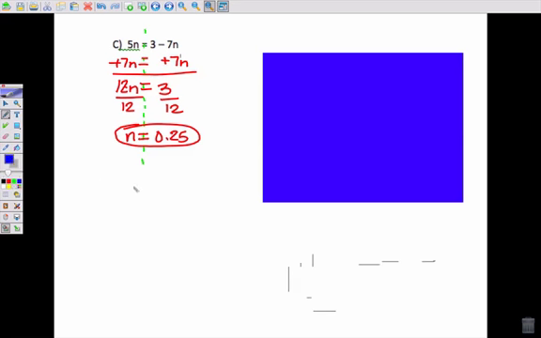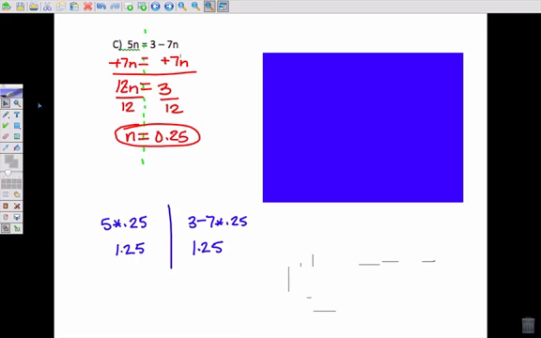I'm going to show a little bit of the check on this one because it's slightly different. I would have to do 5 times 0.25 in my calculator, equals, and 5 times 0.25 is 1.25. But then I'd have to go into my calculator and put 3 minus 7 times 0.25 for the other side. Well, your calculator is going to say 7 times 0.25 is 1.75, and 3 minus 1.75 is 1.25. Both sides of the equation are equal when I put 0.25 in for the variable and simplify, so n equals 0.25 is the answer.